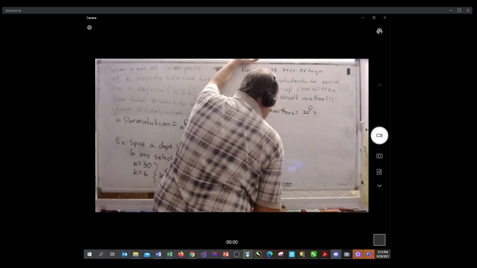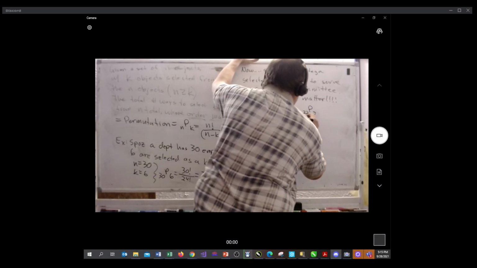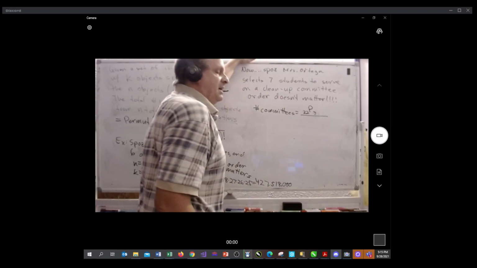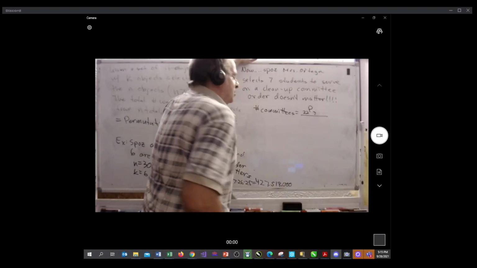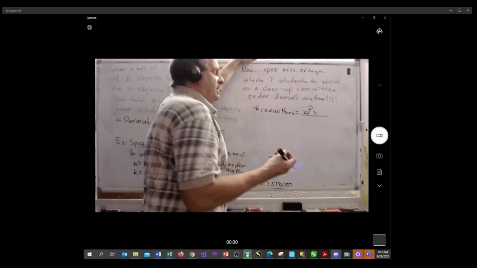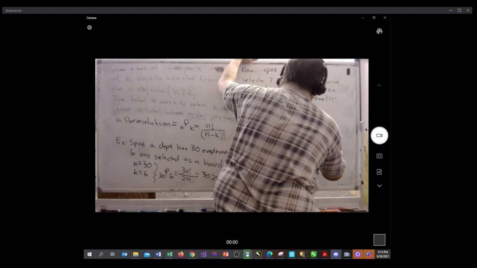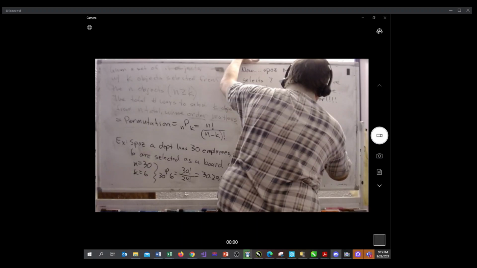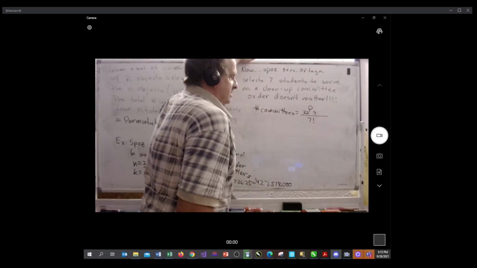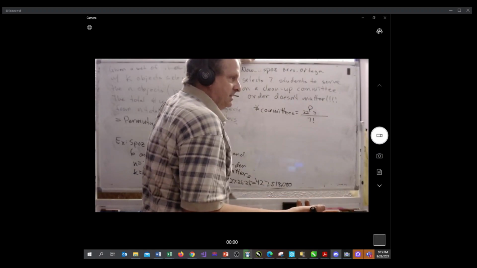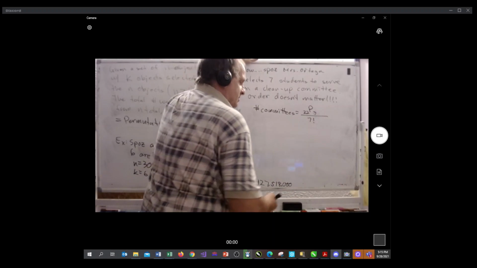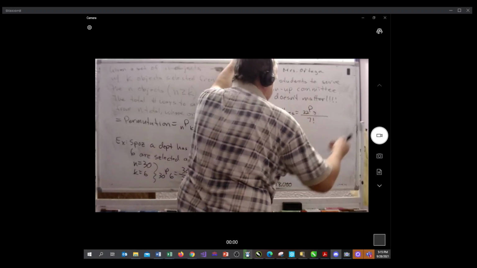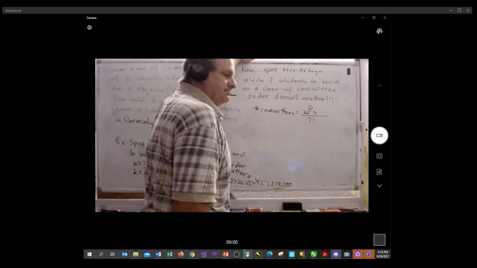So here, if order doesn't matter, we have to divide the permutation by the number of ways to arrange the objects, which in our case is 7 factorial, because we have 7 members on the committee. How many ways are there to arrange those 7 members? Well, 7 times 6 times 5. Do you see that, guys?